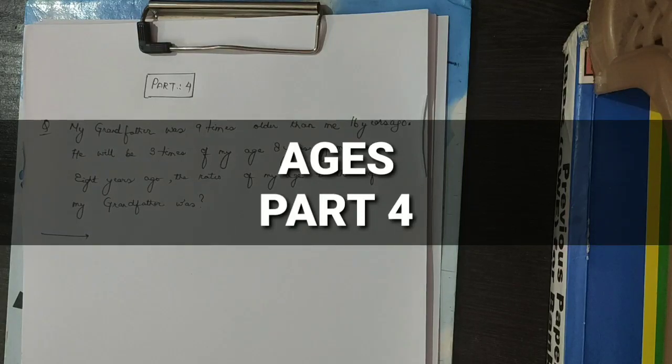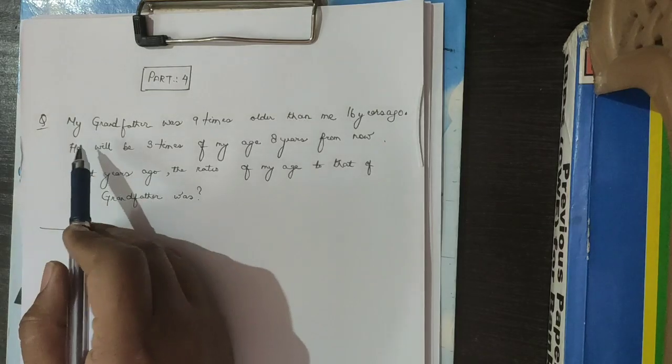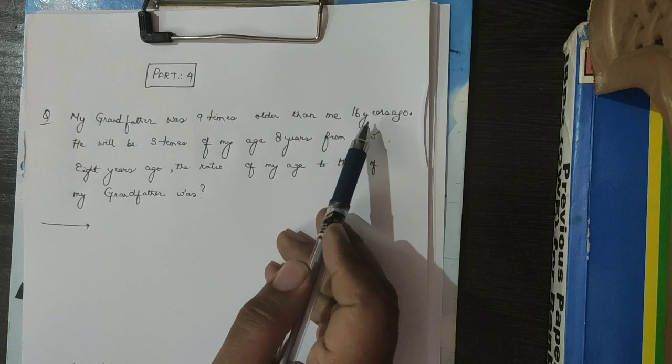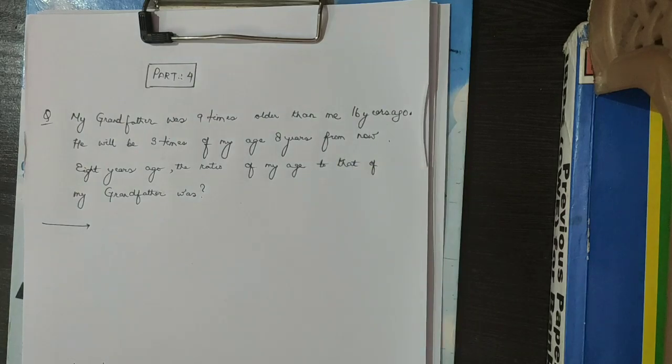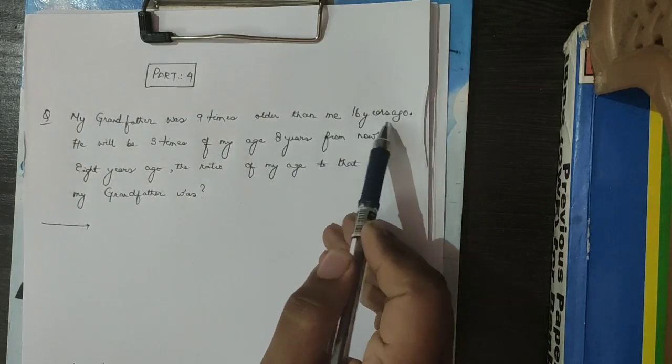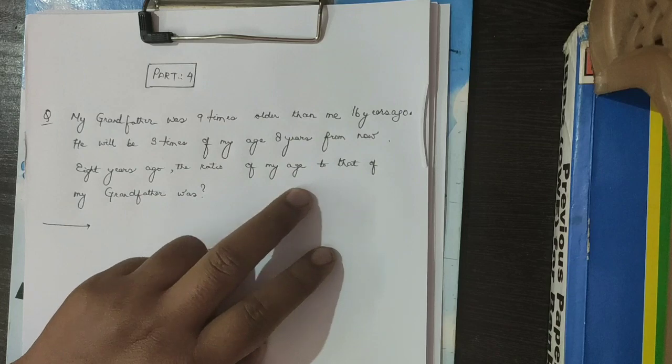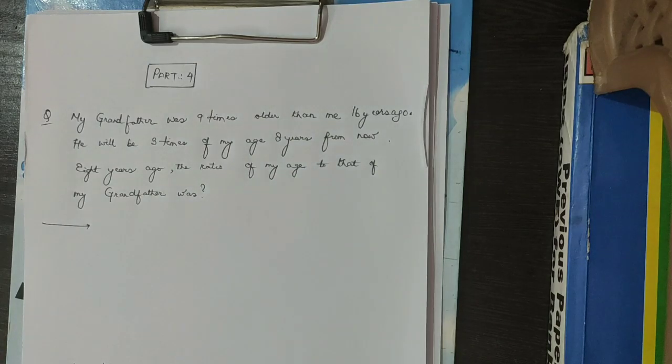Hello guys, this is part 4 of the video and let's solve the problem. The question says, my grandfather was 9 times older than me 16 years ago. He will be 3 times my age 8 years from now. 8 years ago, the ratio of my age to that of my grandfather was?